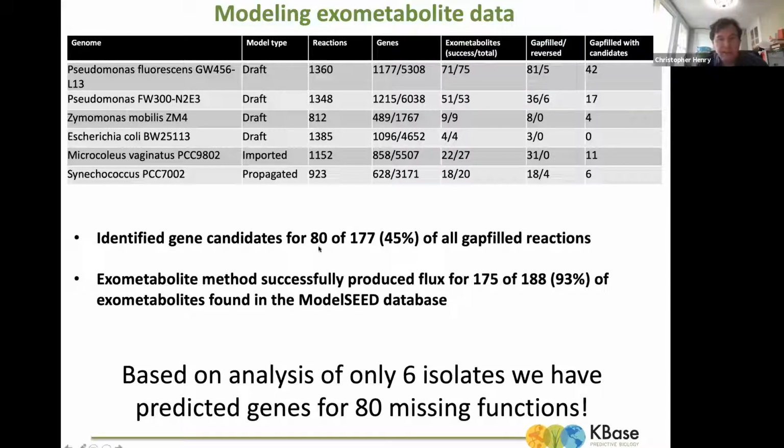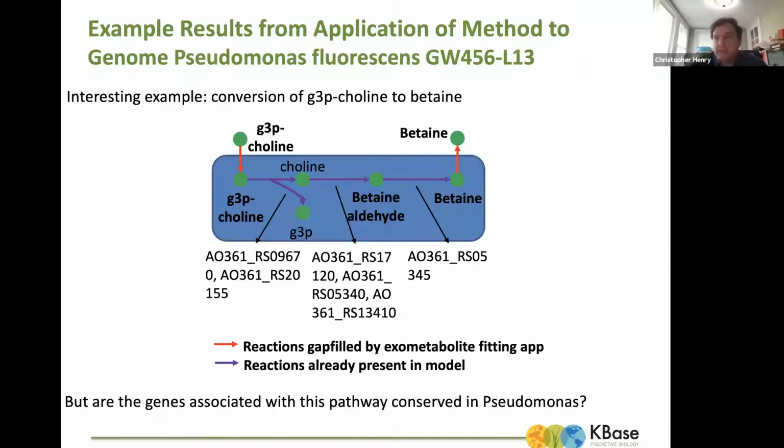So it's nice that we actually get 80 hypotheses of functions for specific genes that you could go and test in the lab with knockouts or complement studies, or by synthesizing, purifying the protein and testing it with a biochemical assay. So a really nice way of generating experimentally testable hypotheses.